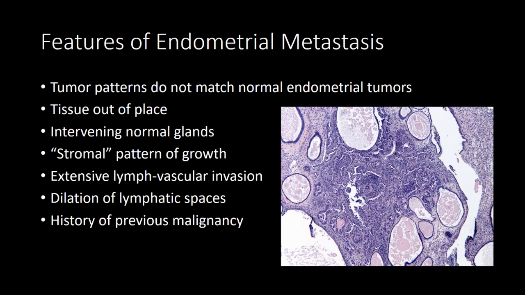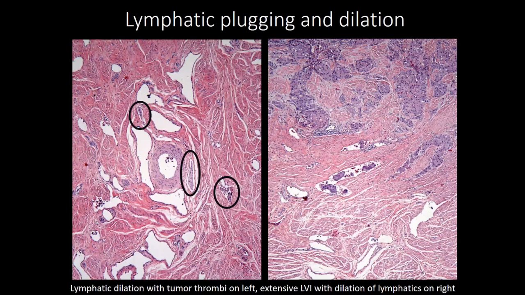So just some histologic examples. These are some great examples of lymphatic plugging and dilation. Whenever you see lymphatic dilation, even if it's not a metastasis, I always want you to go back and find the tumor that's causing the lymphatic dilation. The lymphatics should normally not be that open. They should be somewhat collapsed.